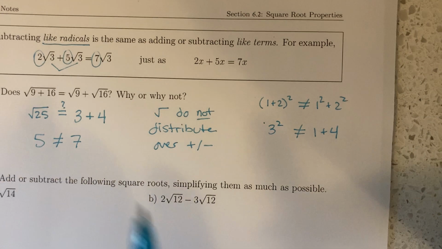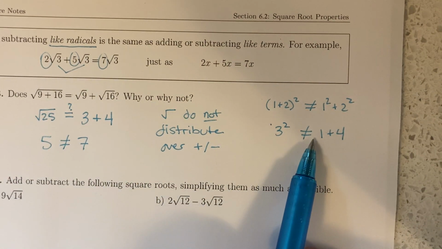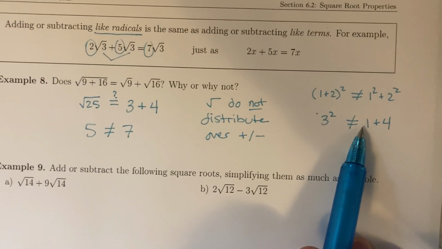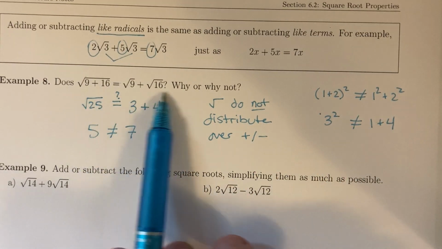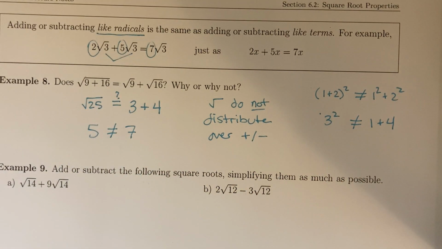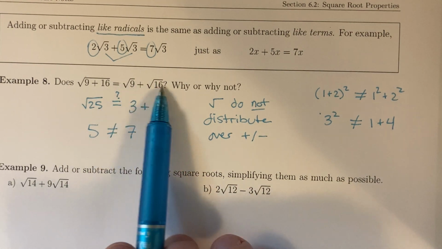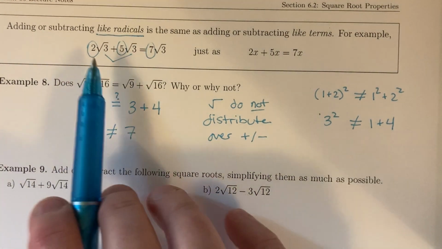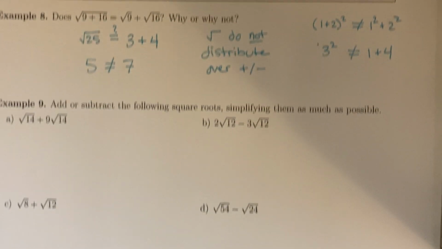So square roots behave just like exponents because they really are an exponent, which we're going to see later in chapter 6. But for now, just know that we can't split up or join together an addition of square roots unless they're like terms.